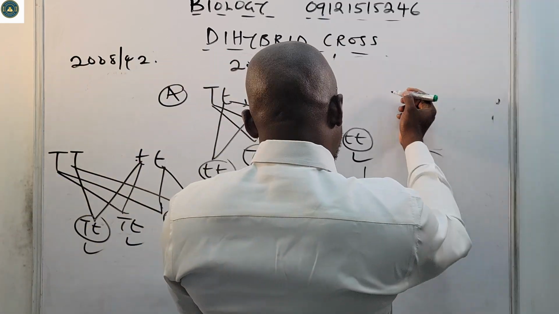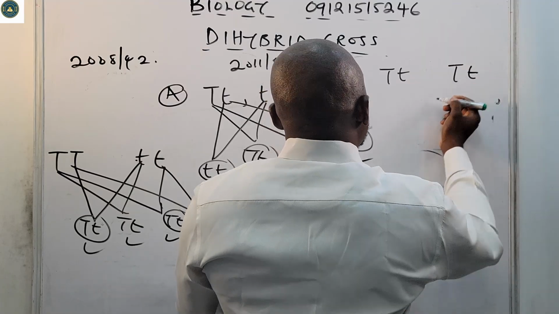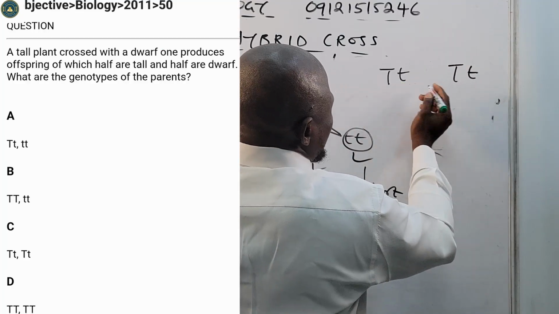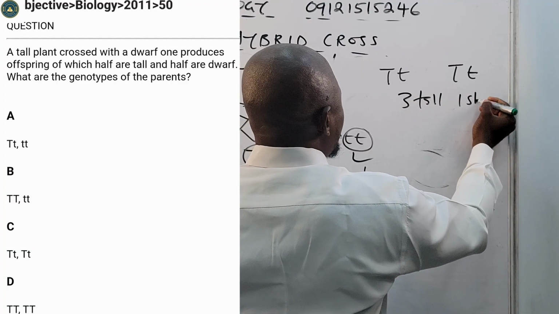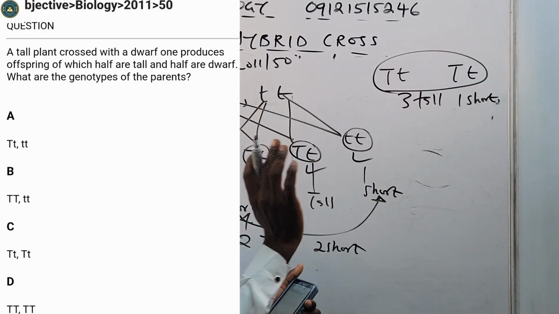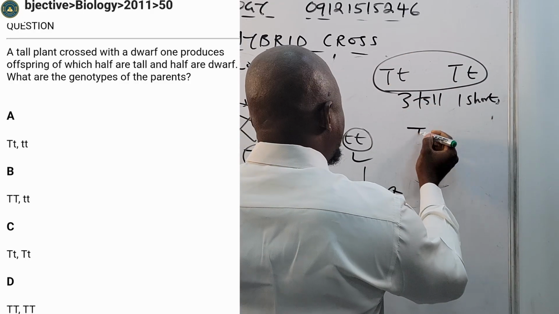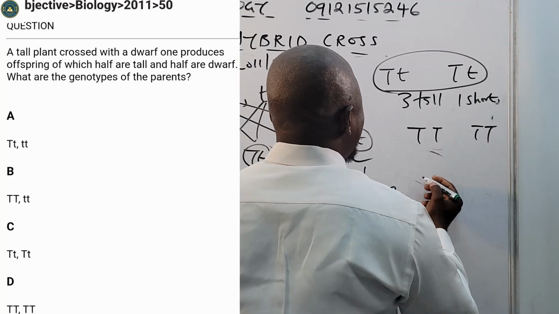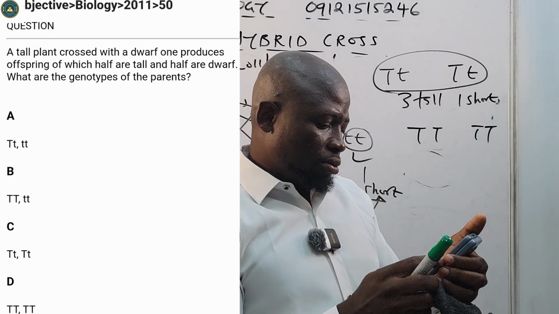The third one said Tt and Tt. So now let's cross. Obviously, this one I already know the result: 3 will be tall and 1 will be short. So it's still wrong, because this is like our normal monohybrid cross. Now the fourth option said TT and tt. Obviously, all of them will be tall, so you eliminate that one immediately. So our answer will be option A.